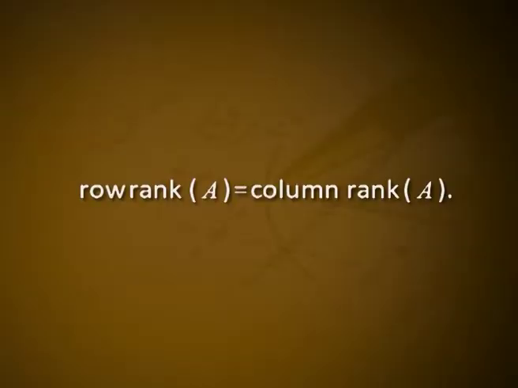Theorem 6. If A is an m by n matrix with entries in the field F, then row rank of A equal to column rank of A. Proof: F n cross 1 is the vector space of all n by 1 column matrices with entries from the field F, and F m cross 1 is the vector space of all m by 1 column matrices with entries from F. Let T be the linear transformation from F n cross 1 into F m cross 1 defined by T of x equal to A into x.